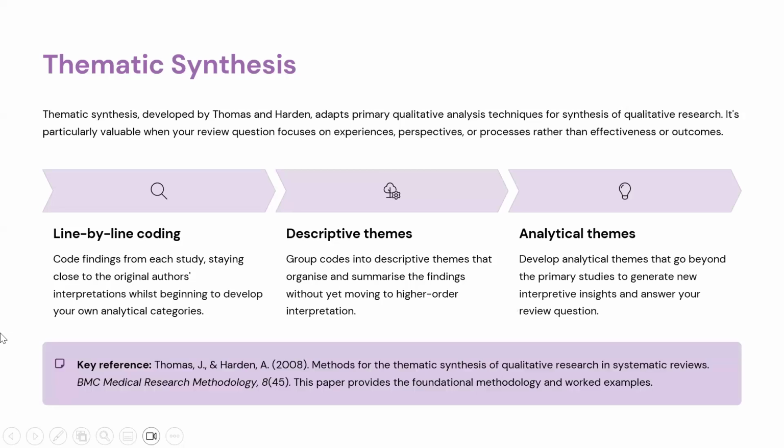So one key reference for this is, of course, Thomas and Harden from 2008, Methods for the Thematic Synthesis of Qualitative Research in Systematic Reviews. This is from BMC Medical Research Methodology, and you can find this paper for free online. The paper essentially provides the foundational methodology and worked examples if you want to see how Thomas and Harden actually did this in real studies.